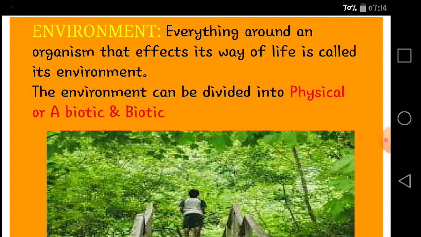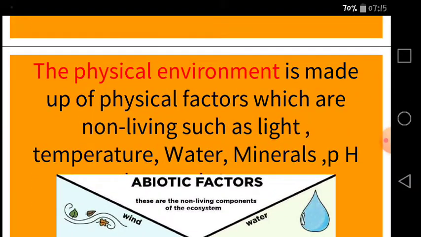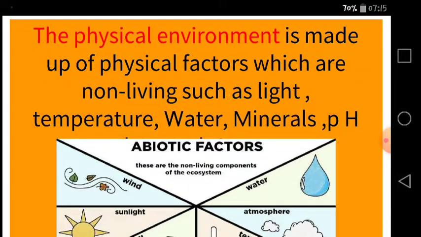The physical environment is made up of physical factors which are non-living, such as light, temperature, water, minerals, pH, and oxygen. The climate of a place plays an important role in the physical environment of that place. The physical environment in turn determines the types of organisms which will live there.